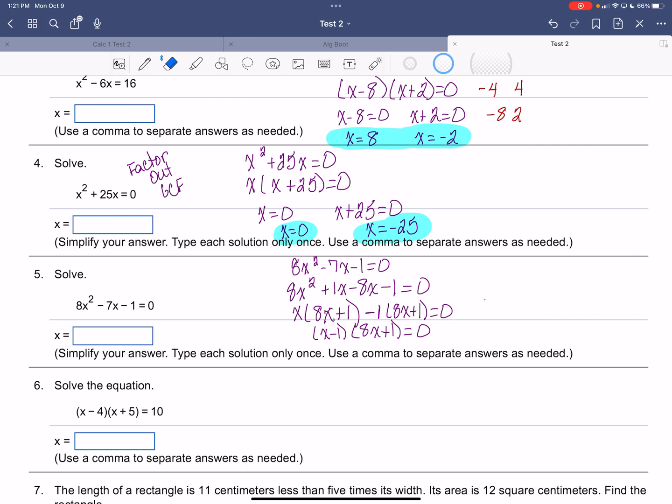So now I've got to set each factor equal to 0. So I have x minus 1 equals 0 and 8x plus 1 equals 0. So x is going to be 1. Here I'm going to subtract 1 from each side, and I'm left with 8x equals negative 1. I divide both sides by 8, and so I have x equals negative 1/8.